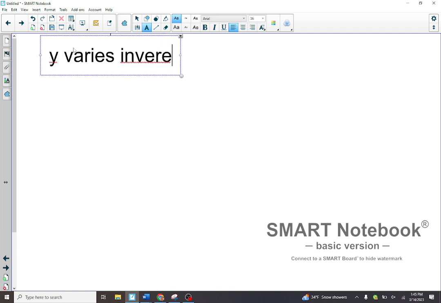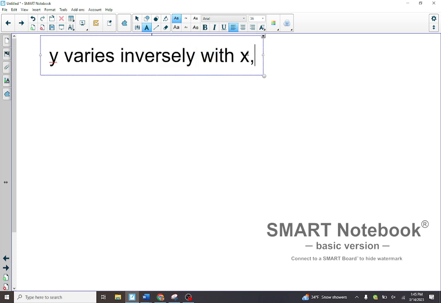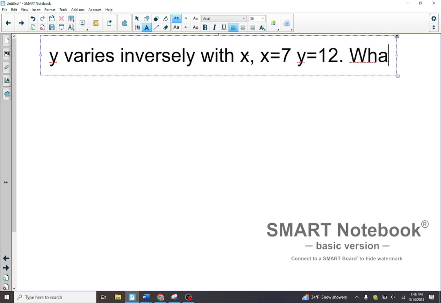So this is still 5.1. Y varies inversely with x. So when it's inversely, then you know it's divided. So it's y equals x over a, no, other way around, a over x. So x is 7, y equals 12. And it's the same concept. So the concepts are the same. You just have to know which word's which.